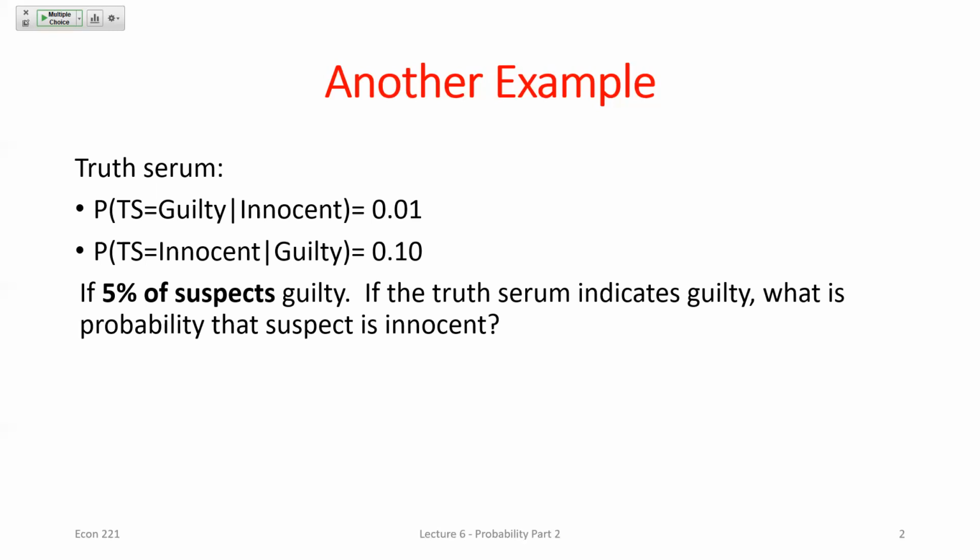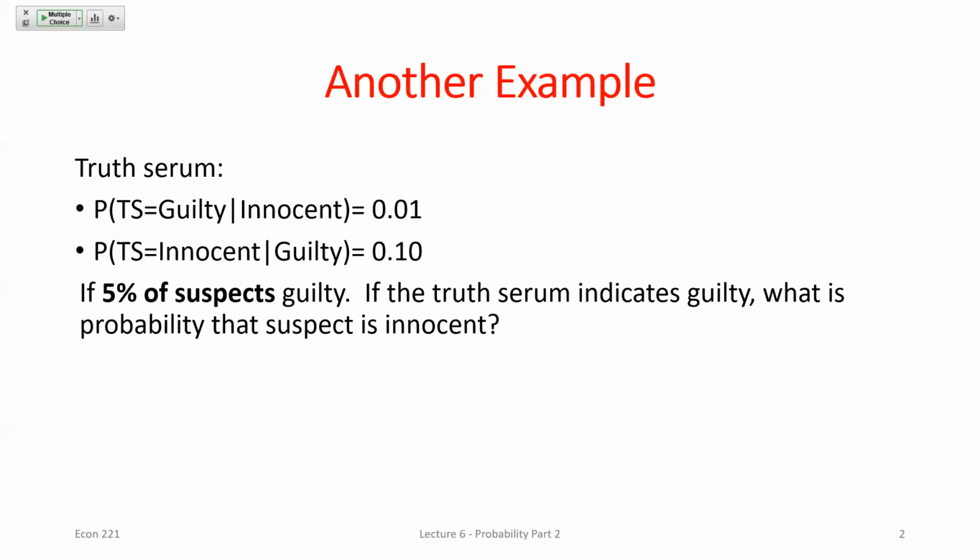I would then do the same thing over here. Okay. So over here, I'll now condition on the other state of nature, that the person is actually innocent. The conditional probabilities are still for the outcomes of the test. So given that they're innocent, what's the probability the truth serum makes them say they're innocent? And given that they're innocent, what's the probability the truth serum makes them say they're guilty?